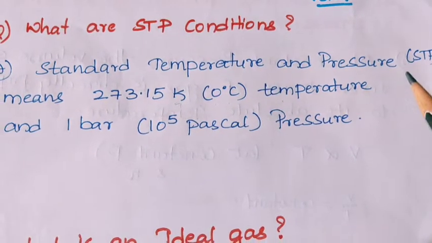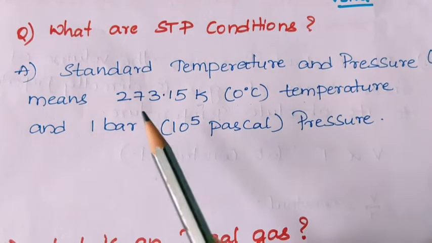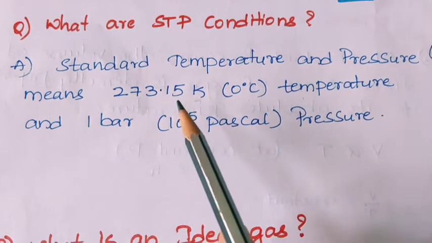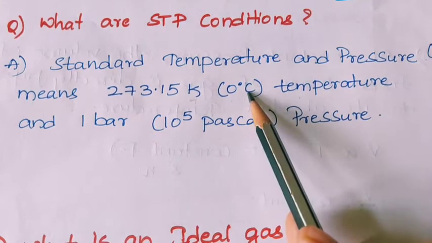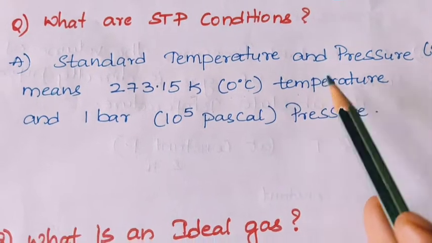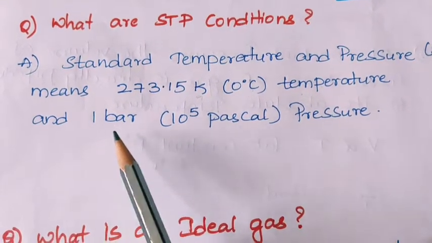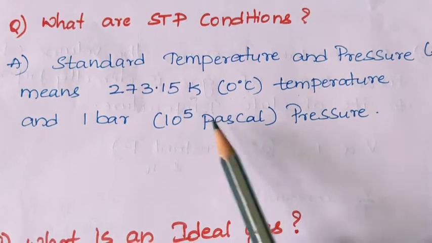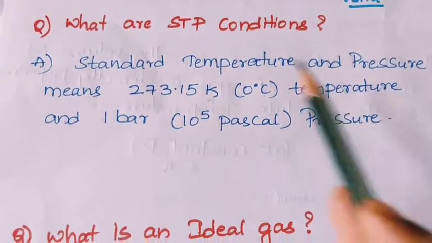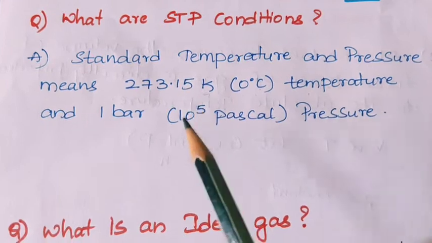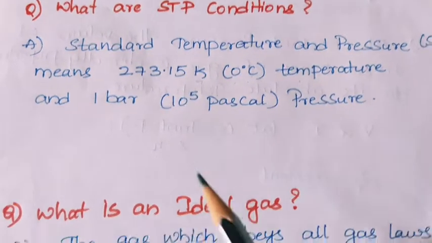Standard temperature and pressure means here the temperature is 273.15 Kelvin or 0 degrees Celsius temperature and 1 bar or 10 to the power of 5 Pascal pressure. These are the standard temperature and pressure conditions.